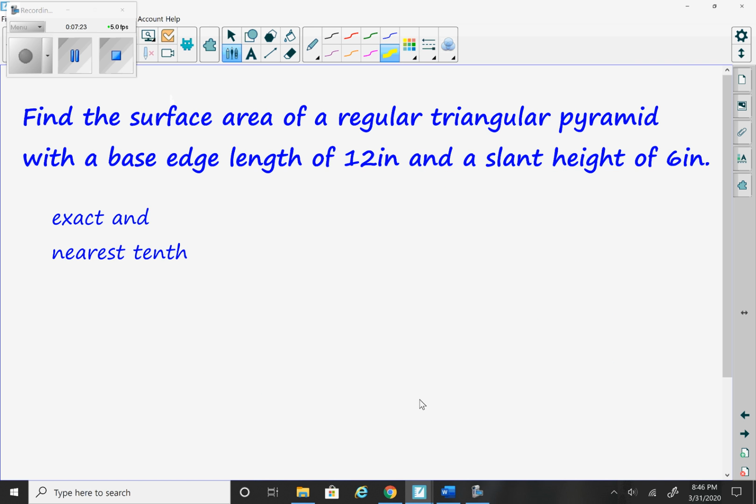Next, I'm going to ask you to find the surface area of a regular triangular pyramid with a base edge length of 12 inches and a slant height of 6. Notice that I want the exact answer and rounded to the nearest 10th. Remember that if it's a regular triangular pyramid, if the base is a regular triangle, that's an equilateral triangle. So you might have to do something with special right triangles when you're finding the area of that base. So again, go ahead and pause the video and take a minute or two and find the surface area of this regular triangular pyramid.